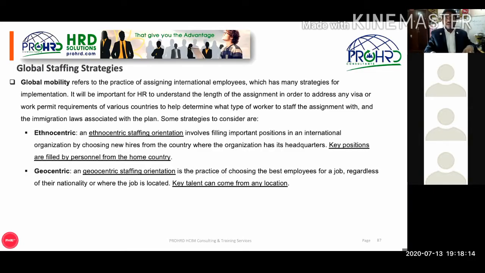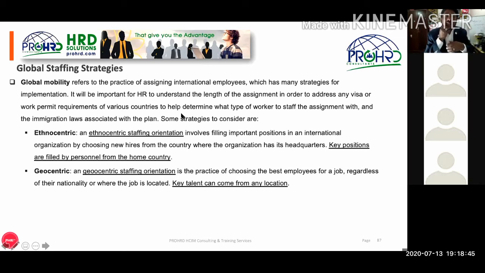Global mobility refers to the practice of assigning international employees, which has many strategies for implementation. It will be important for HR to understand the length of the assignment in order to address any visa or work permit requirements of various countries, to help determine what type of worker to staff the assignment with, and the immigration laws associated with the plan.